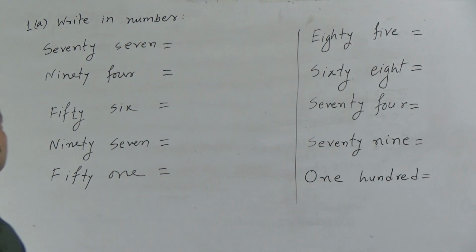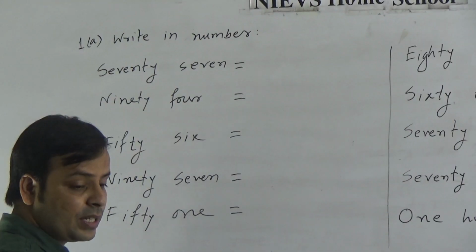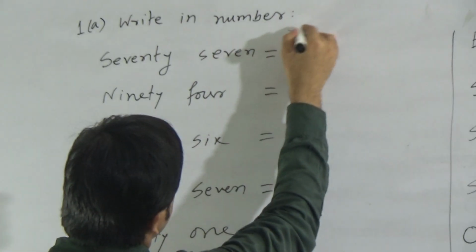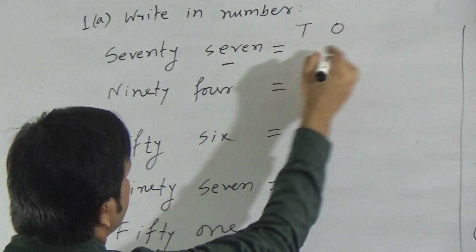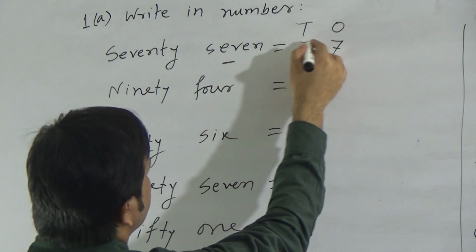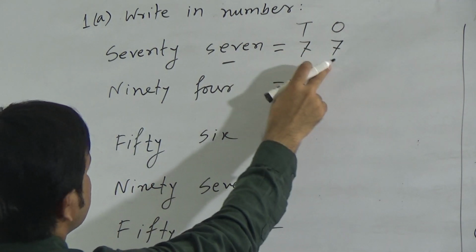Okay dear students, now see. First one number is 77. So we have to write here ones, tens. 7 will be in ones place as this is 70, so 7 will be in tens place also. So this is now 77.